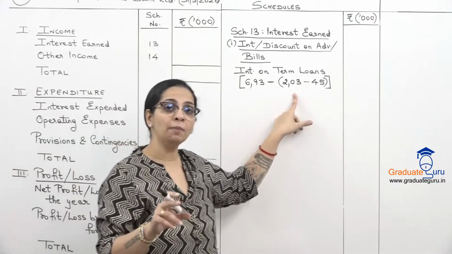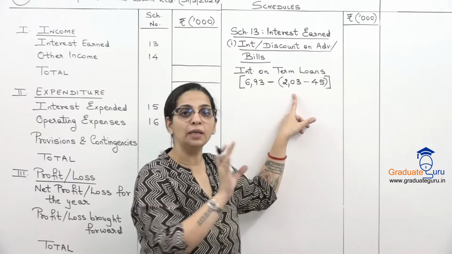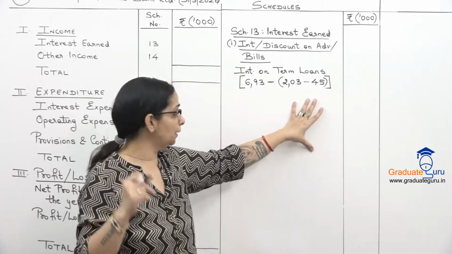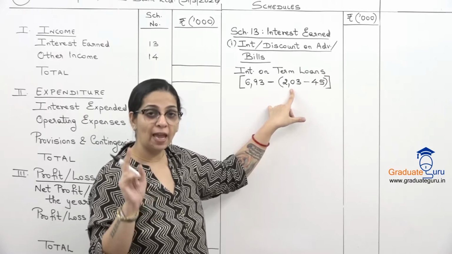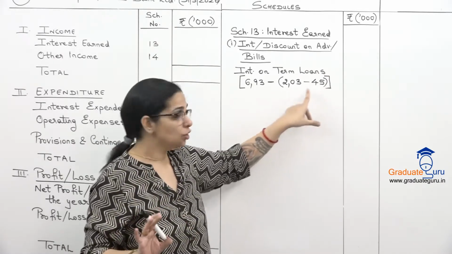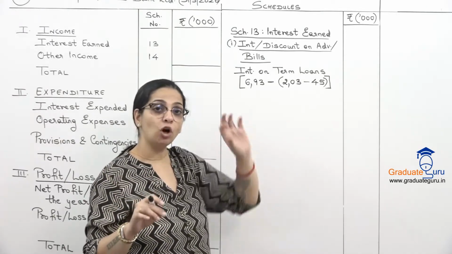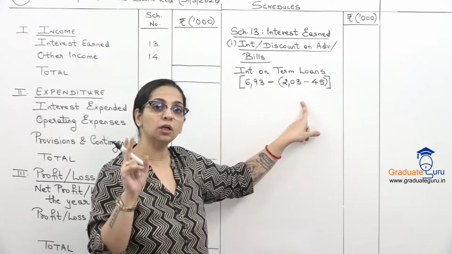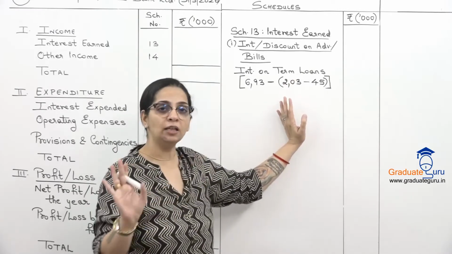Because the interest we do not receive on the NPA, I cannot show as my income in my P&L. Okay? So I hope you've understood this. I'll repeat it again. This is the total interest on the NPA of term loan minus what I have actually received. So what will this represent? What I have not received. And what I have not received, I am subtracting from my total income on the term loan. Because I cannot include that not received amount in income.